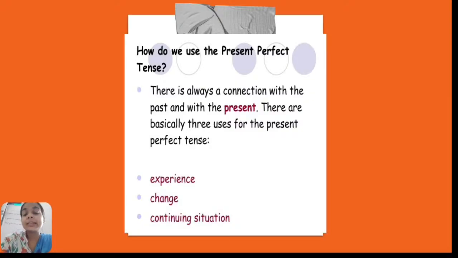Now students, let's talk about how we use the present perfect tense. There is always a connection with the past and with the present. As I said, present perfect tense is a link between the past and the present. The work you have started in the past is finished in the present, recently, just now. So there are basically three uses for present perfect tense: to share experience, to show some changes, or for continuing situations. Let's see one by one how these uses are done.